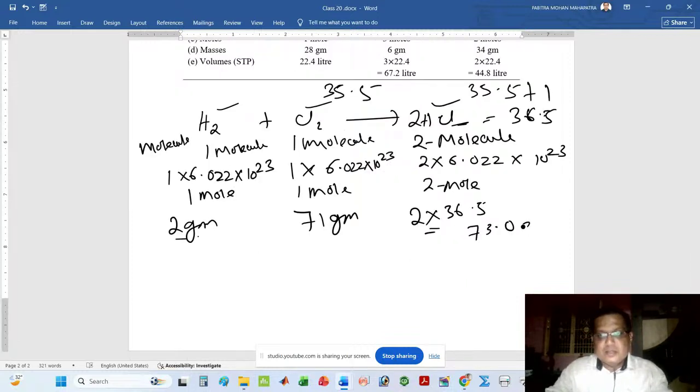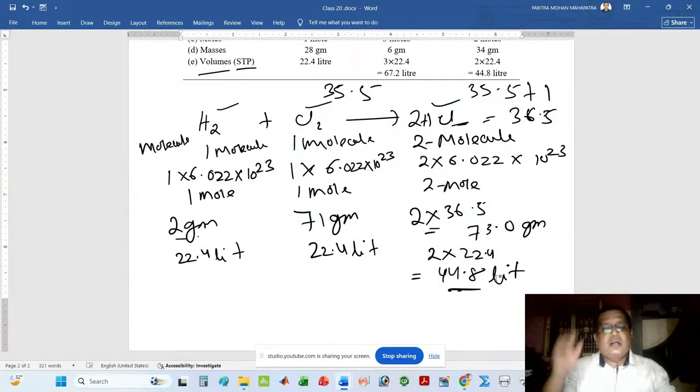73 gram. Next, you can also explain in terms of volume. The volume must be written at STP condition. Here I can write 22.4 liter. Next, here I can also write 22.4 liter. Then here I can write 2 × 22.4. That means here I can write 44.8 liter.